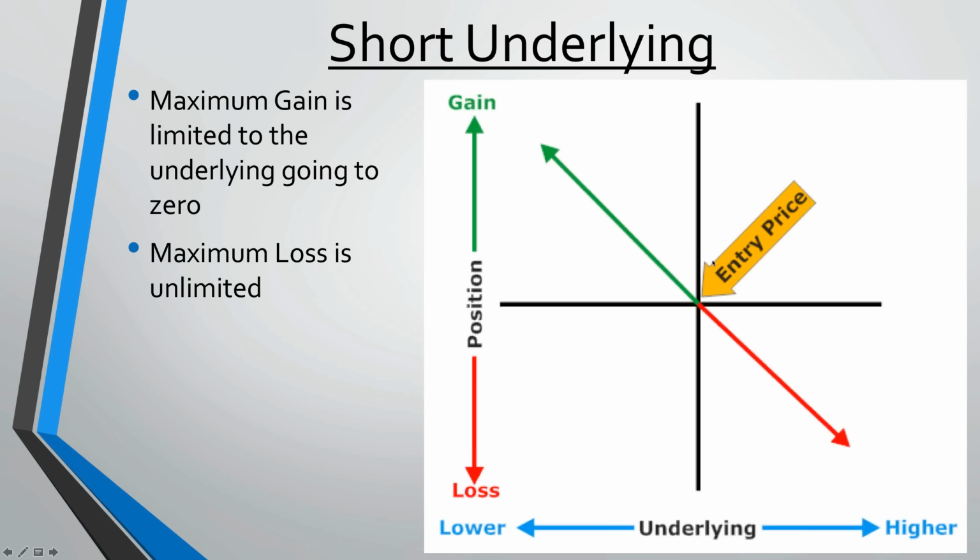So this is an underlying graph. Again, this is not an option. This just gives you an example of what they look like. Here's a short position that's winning, and then here is a short position that is losing. This, again, is just visual.